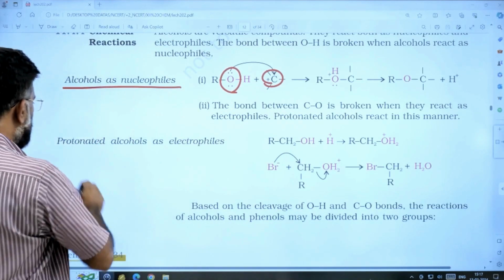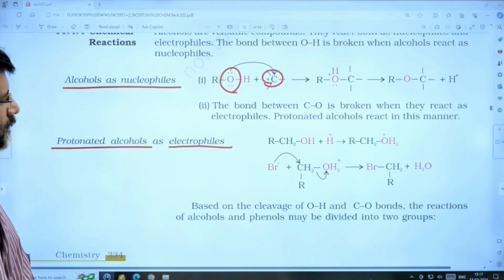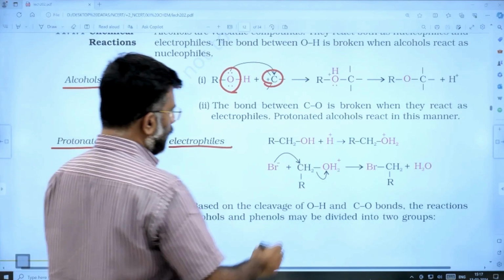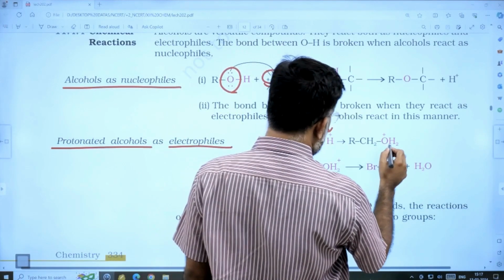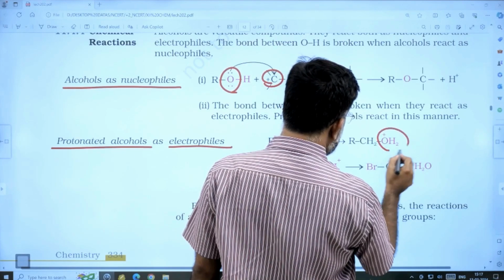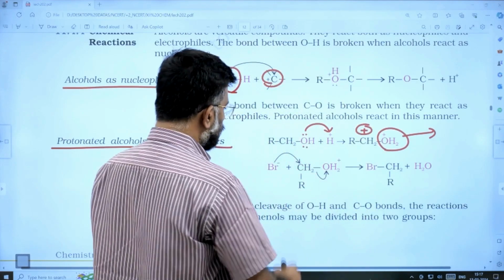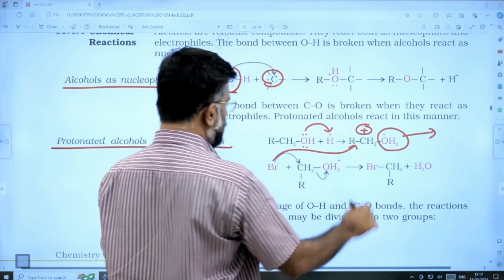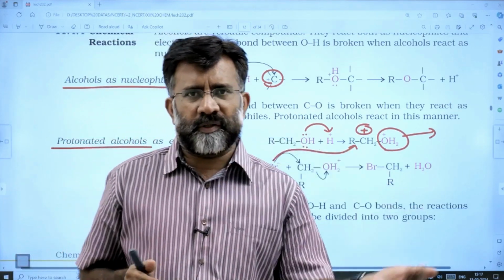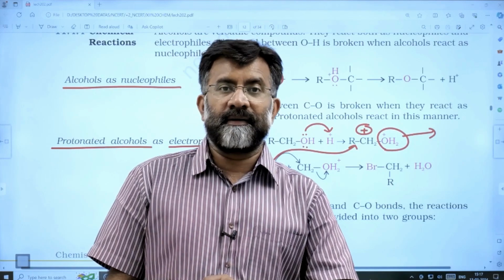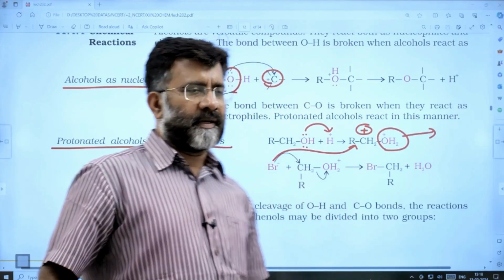Number two, protonated alcohol can act as an electrophile. This is alcohol which is getting protonated. You get protonated alcohol. This is highly susceptible to lose water. So there will be a positive center over here where a nucleophile may be attacking. So the carbon to which OH is connected can turn into an electrophilic center when alcohol gets protonated.